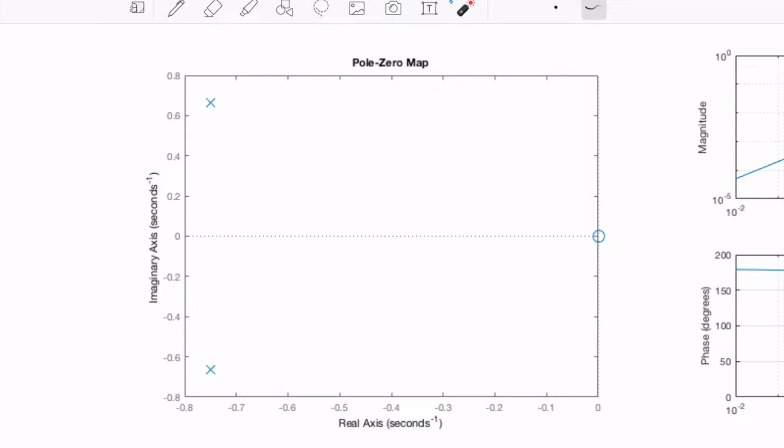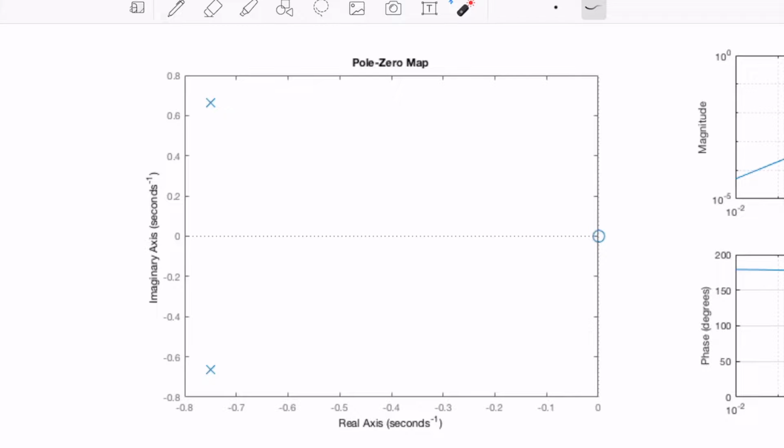So here's a pole zero map I obtained from MATLAB. We have two zeros at 0. See, here's the real axis, here's the imaginary axis. And you just have to read the graphs carefully. So here's two zeros at 0.